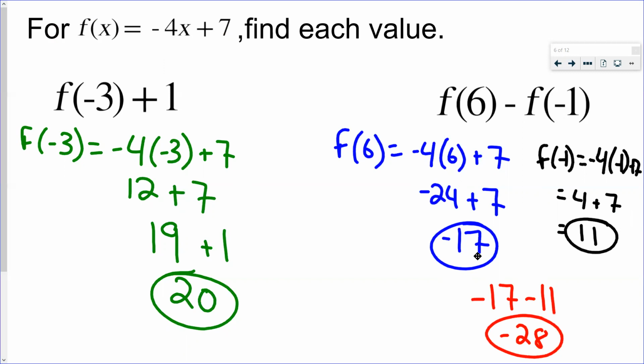So when you see all these crazy things, don't think of them as a whole thing. Find your function, then do what it says to do. So when you add or subtract a number, solve the function, then add or subtract that number. When you have two functions minus or added to each other, solve the functions, then add or subtract them.